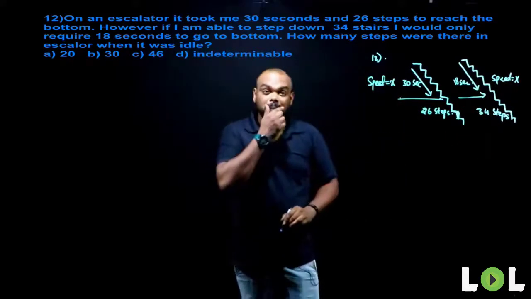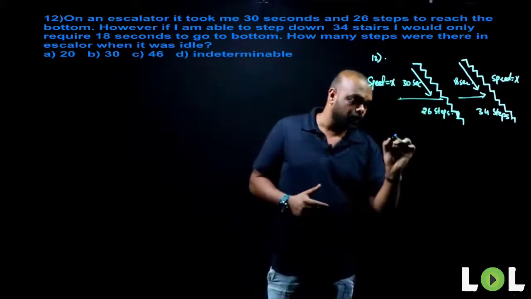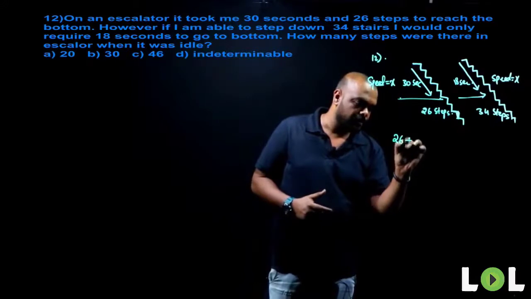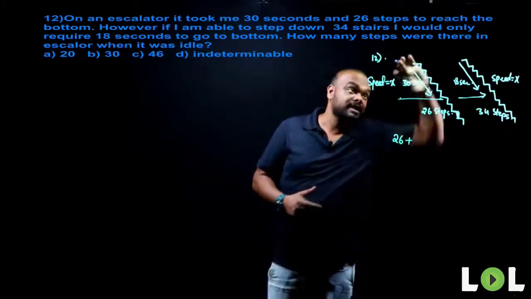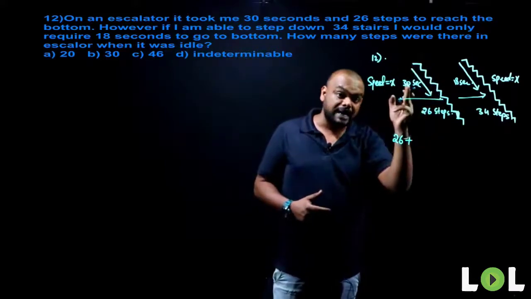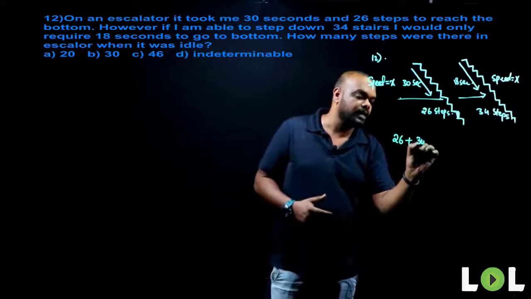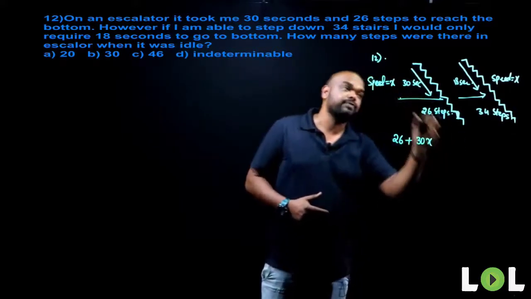Now speed into time is distance. What is the total distance in this case? 26 steps plus this part. What is this distance? Speed into time. Speed x into time 30 seconds, so x into 30 will be 30x. So this is the distance on this escalator.